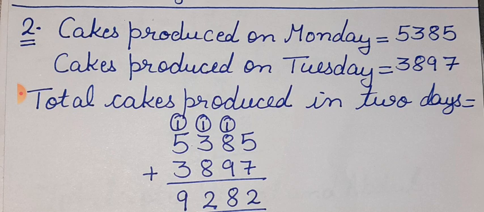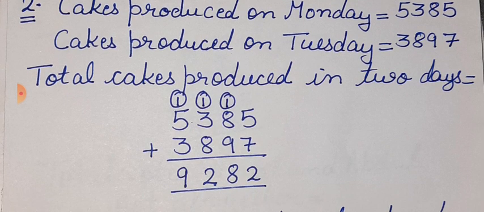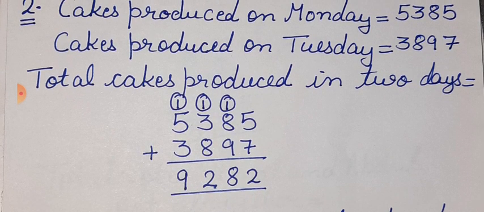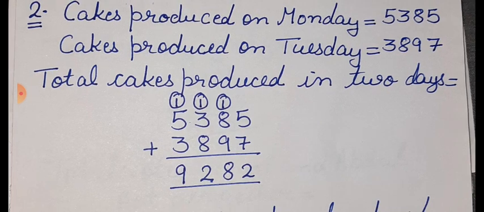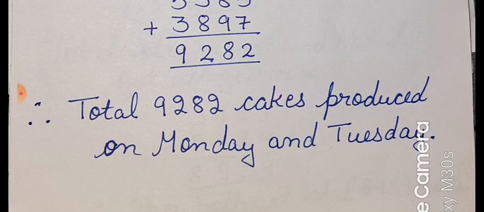So if we add both the numbers, 5385 and 3897, what will be our answer? Yes, it will be 9282. Simple sum of addition. Okay, so here we have got the answer that total cakes produced in 2 days is 9282. Okay, after this, the 3 dots written here are the sign of therefore.